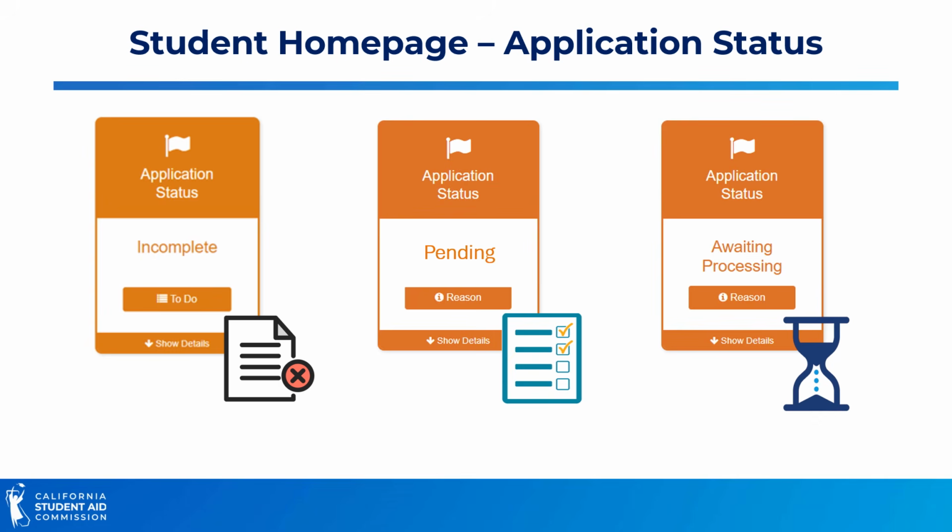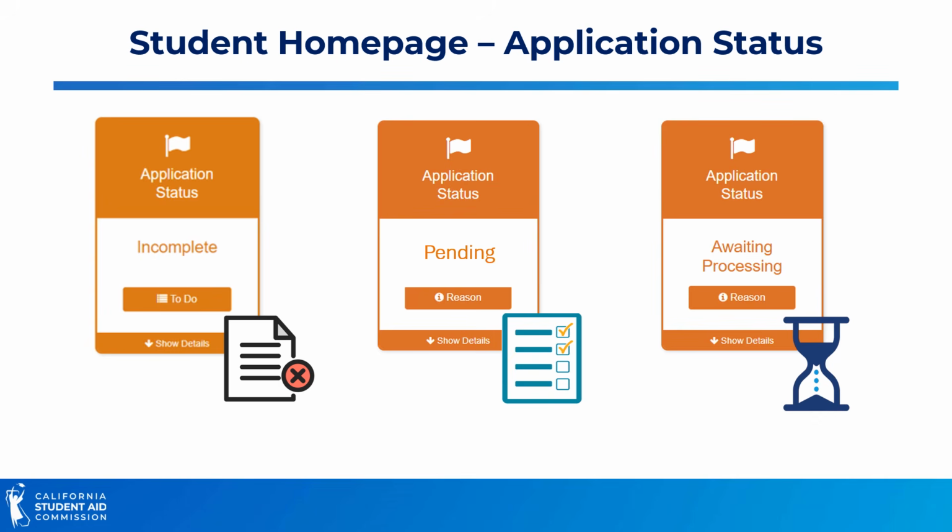A student may see different application statuses depending on the progress they've made with their application. For example, they may have an application status of incomplete. There are different reasons that the application status could be incomplete, but it typically indicates there's a problem with the application. For example, the application wasn't finished or remains unsigned. There could also be an internal system error. When the student sees this application status, they can click on the to-do list and it will provide additional information.